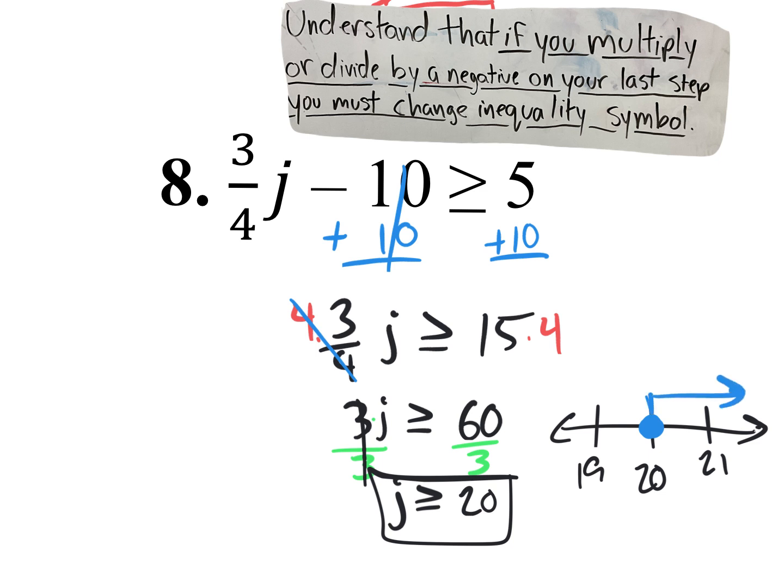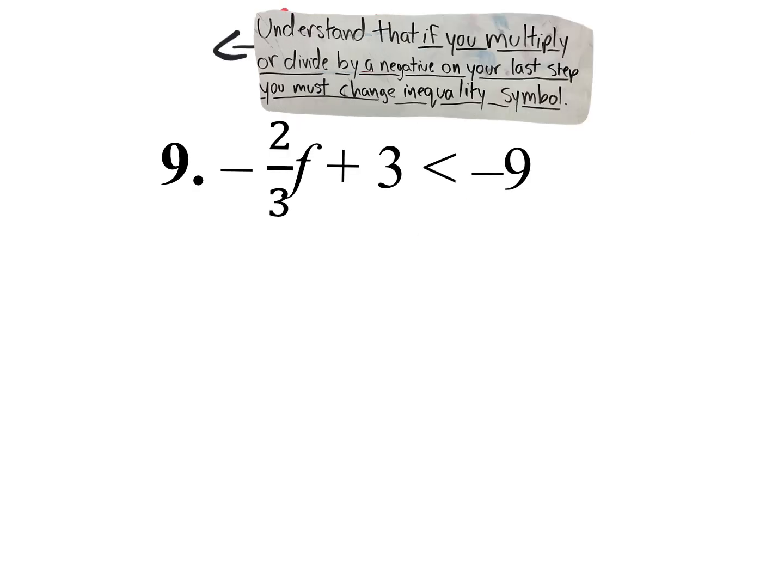Moving on. Once again, you want to get the variable by itself on the left side of the inequality. Get rid of this plus 3 first. How do you get rid of a plus 3? By doing the opposite, minus 3. What you do to one side, you do to the other side, minus 3.